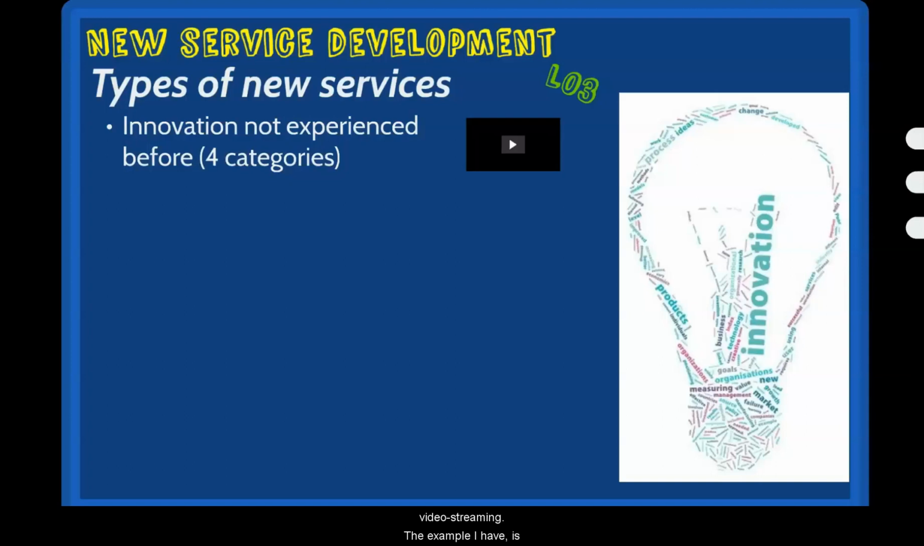The example I have is in terms of self-driving cars. This is brand new. It's being piloted. But once this is available, it will definitely be a new innovation not experienced before. So I'm going to play a short bit of the video so that you can get an idea, and this will also be linked on the Ifundi site.